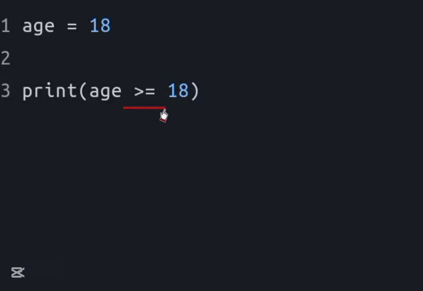Now we have greater than or equal to, written as greater than equals. This checks whether a value is greater than or exactly equal to another value. Since the age is exactly 18, the result is true.